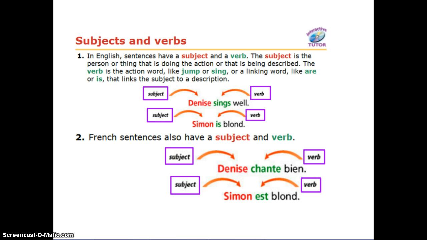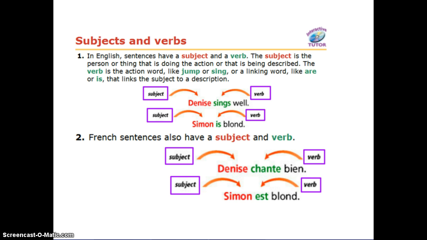So what you have first here underneath number 1 is an example of how you can have subjects and verbs in an English sentence. The first sentence: Denise sings well. The subject of the sentence is Denise. She's the person that the whole sentence is about, the person that is doing the action. The action, or the verb, is the word sings. And again, that's the part of the sentence that has the action to it.